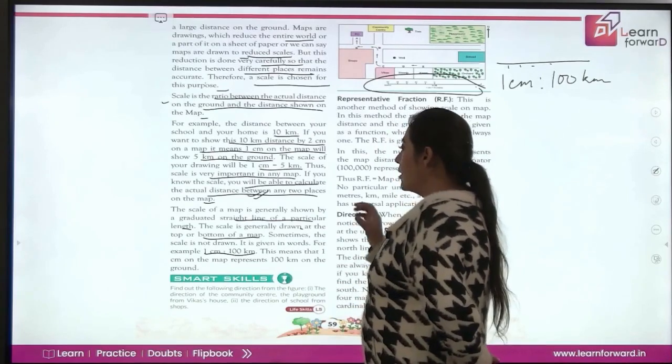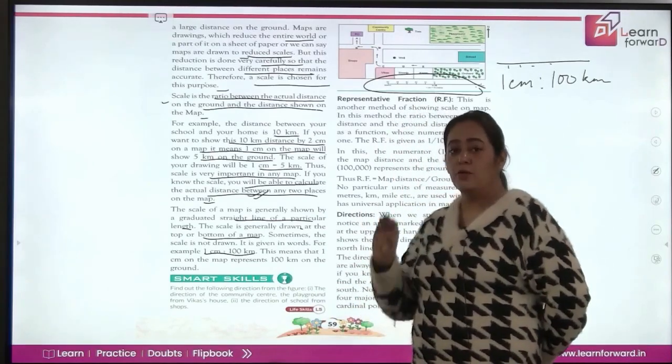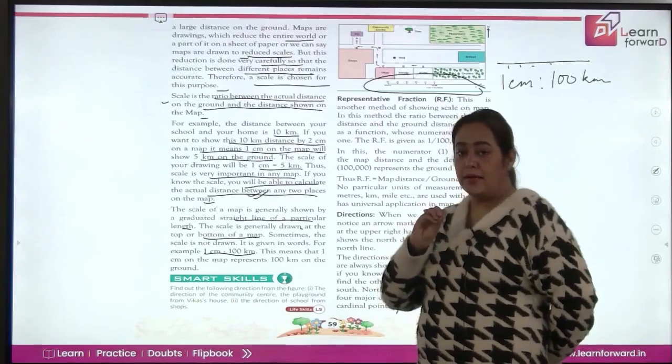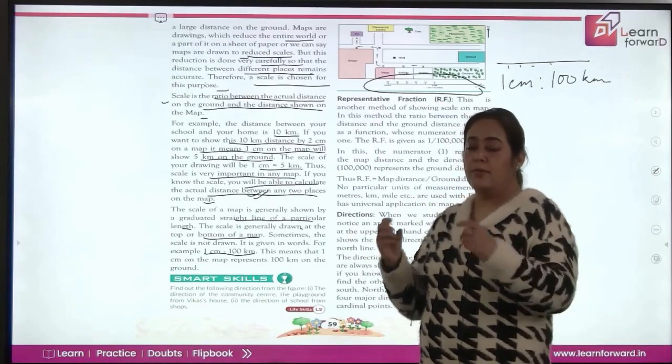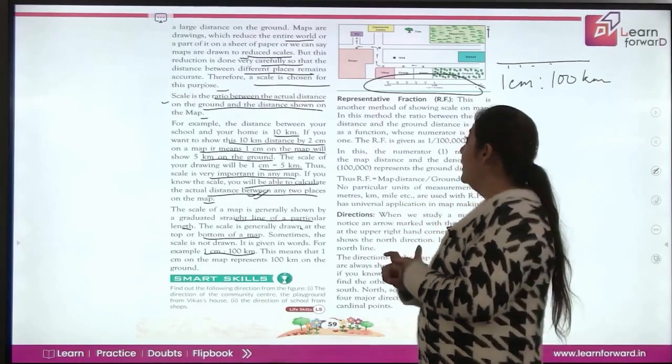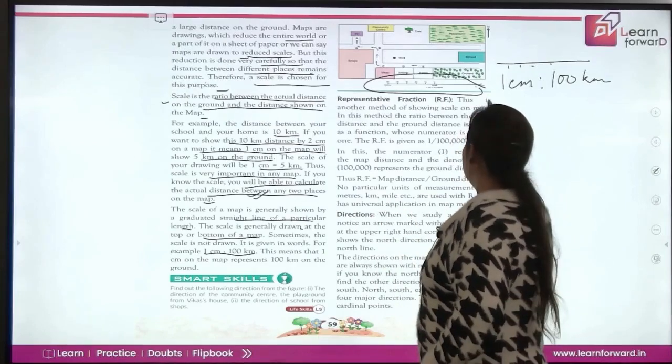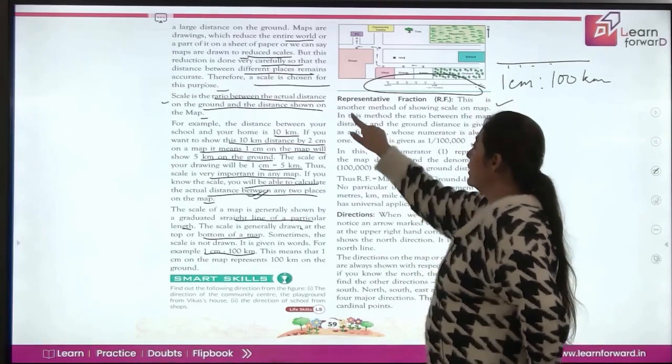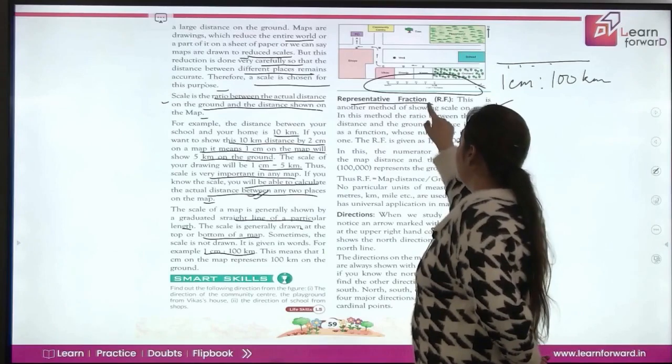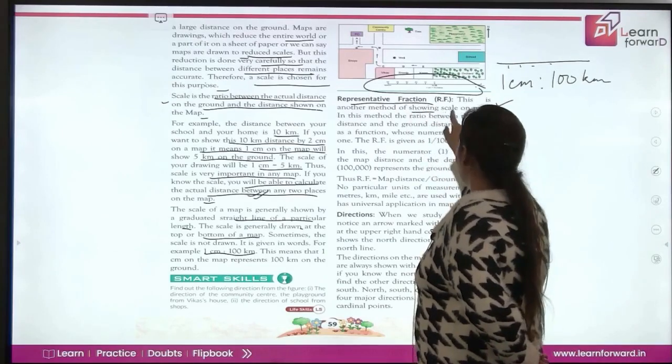So हमने कहा अगर हमें components of maps को जानना है तो पहला है आपका पहला क्या है? Distance. Distance को कैसे जानेंगे? By using a scale, right? So it can also be found by using RF. What is RF? It is representative fraction. This is another map method of showing the scale on the map.